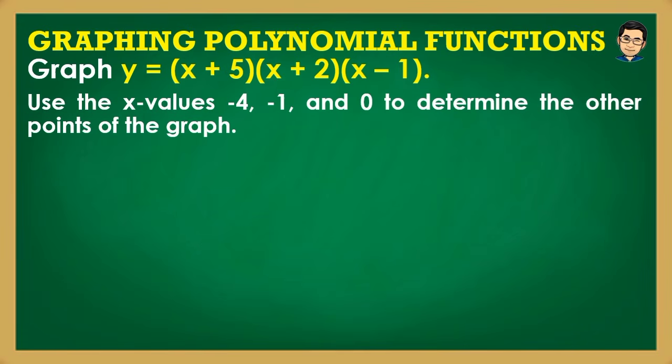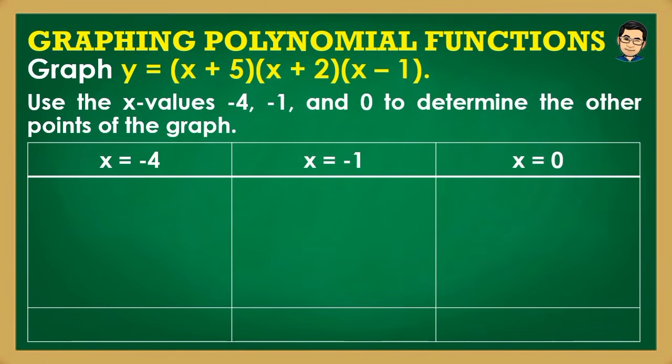So, after we get the x and y-intercepts, hindi po sapat yon para makita natin ng mas malinaw yung graph ng ating function. It's because kailangan po nating mag-determine ng iba pang mga points dun sa graph. So, nasa atin po kung ano po yung mga points na kukunin natin. So, for this particular example, we will use the x values negative 4, negative 1, and 0.